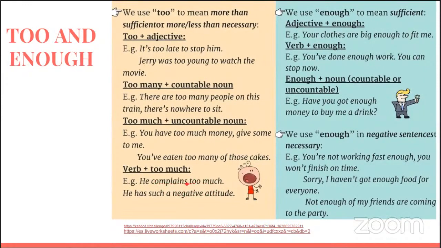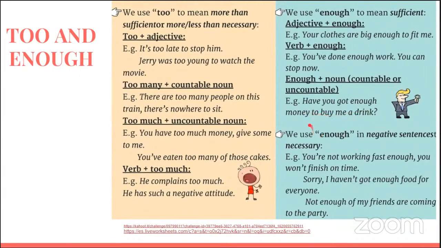In the first part, we are using too. And here, what is the meaning of enough? Enough means sufficient, and we can use it in the following way. Adjective followed by enough. For example, your clothes are big enough to fit me. Verb followed by enough. You've done enough work. You can stop now. Enough followed by a noun, countable or uncountable noun. Have you got enough money to buy me a drink?